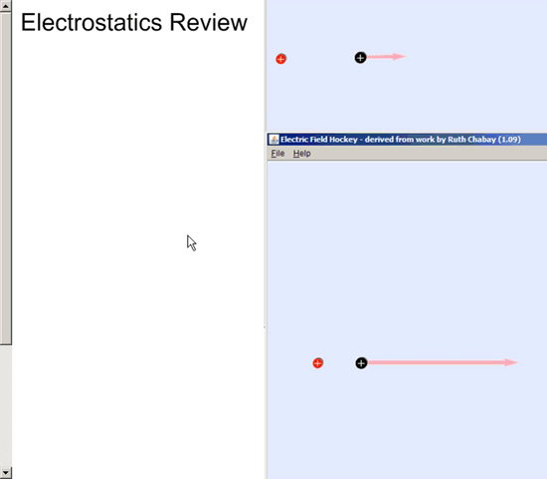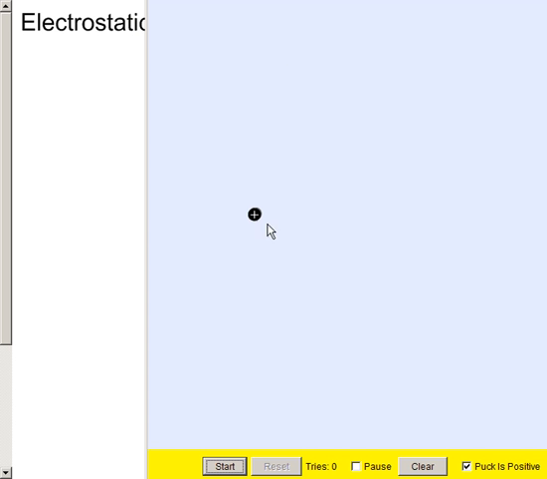In this review, we'll take a look at charges and interactions, otherwise known as electrostatics. Here's an example of just a single positive charge sitting in the middle of nowhere. When another positive charge is brought near that one, you can see that the two charges will repel each other because they have the same kind of charge.